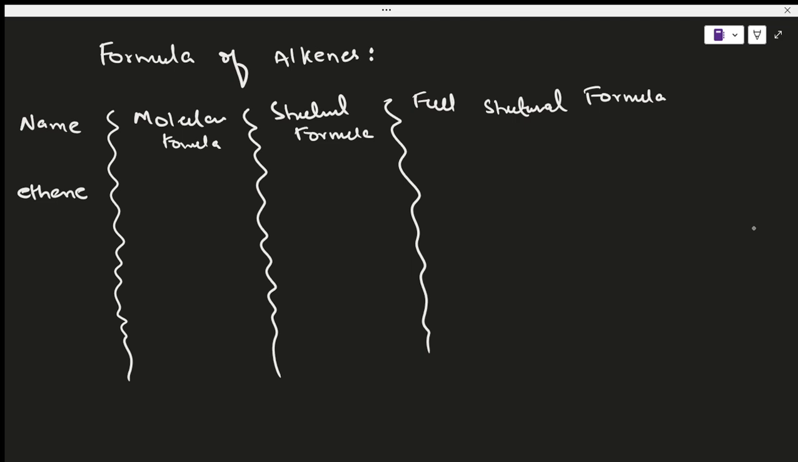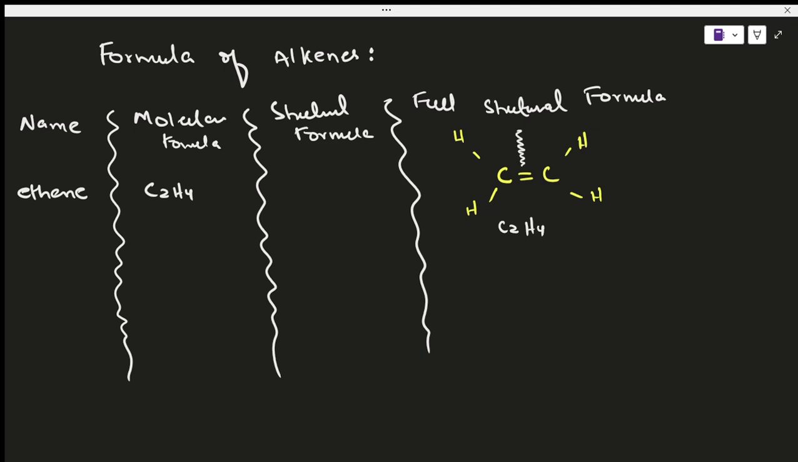Now, ethene, if we were to write the molecular formula for this, it would be pretty easy if we start from the full structural formula. So let's draw the full structural formula first. This is the full structural formula for ethene. And if I were to see the molecular formula, you have two carbons, so this is C2, and 4 hydrogens. So this is C2H4.